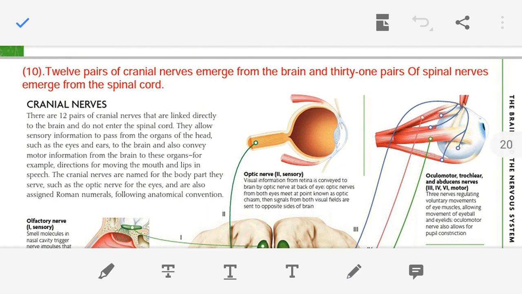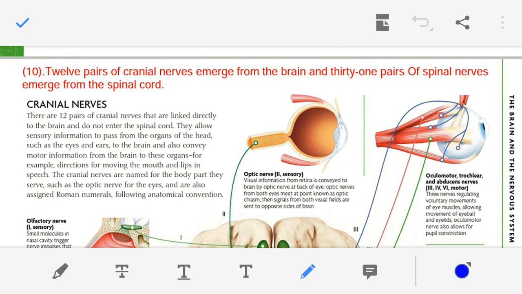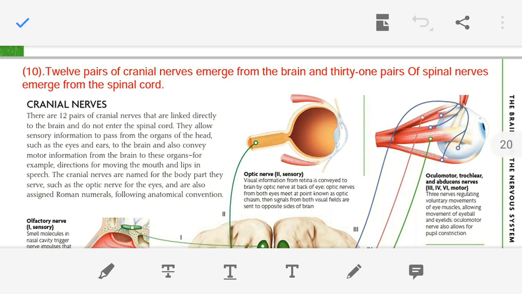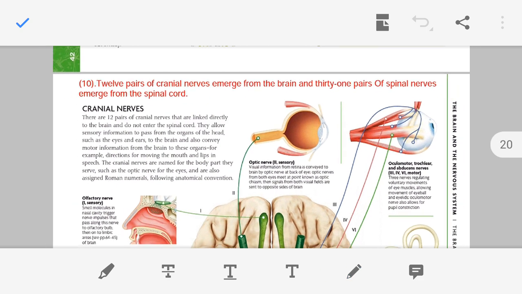And there are 31 pairs of spinal nerves. And these 31 pairs of spinal nerves emerge out from the spinal cord. So first I am showing you the cranial nerves, and then I will show you the spinal nerves.